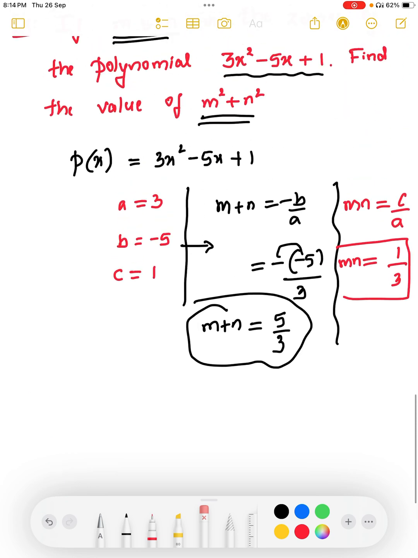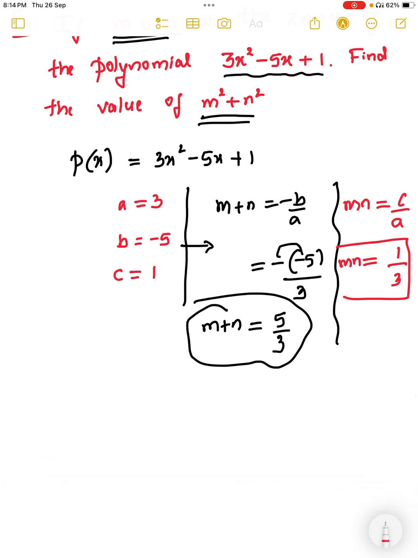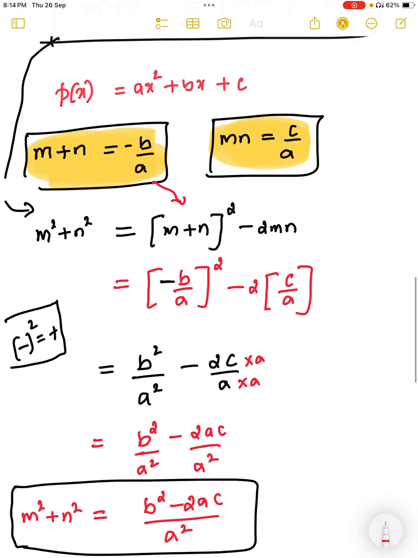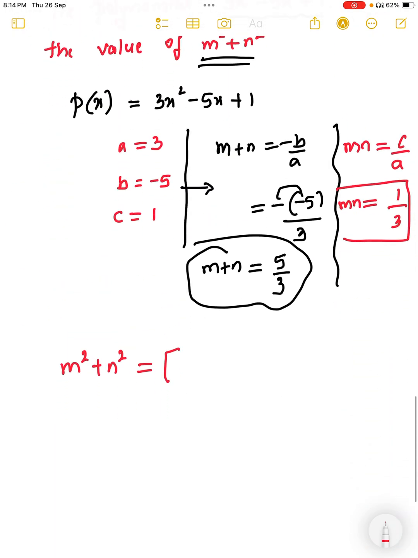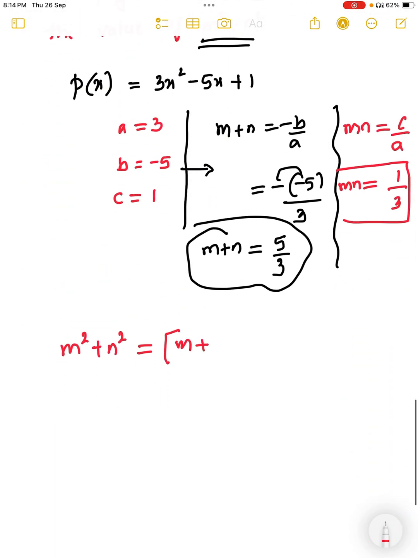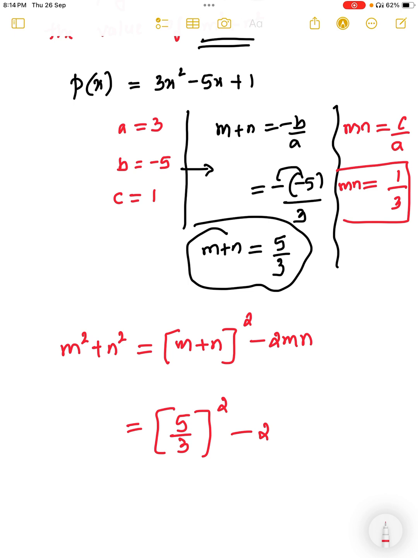Now, what we have to find? We have to find the value of m square plus n square. What is the result of m square plus n square? The same thing we have done here. It is (m plus n) whole square minus 2mn. So what is m plus n now? m plus n is 5 by 3. And what is mn now? mn is 1 by 3.